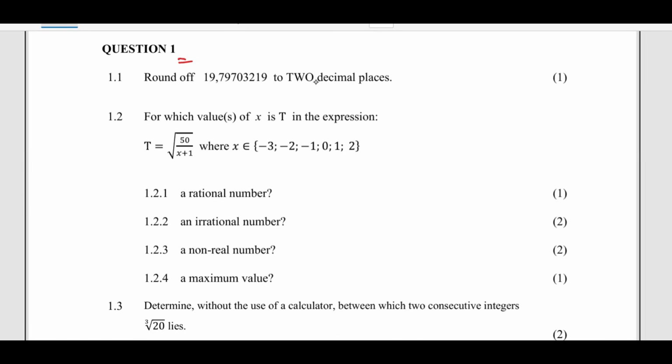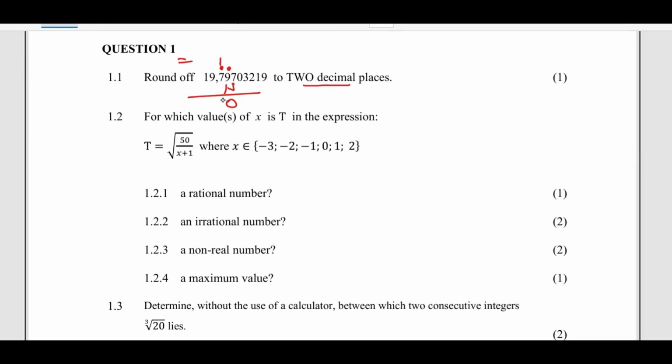All right, so round off to 2 decimal places. Remember, decimal places are the numbers after the comma. So we're looking at 2 numbers after the comma. So we have 7, we have 9. What comes after the 9 is a 7. So 7 is going to affect the 9 by adding a 1. So we know that 9 plus 1 is 10. So 0, you carry 1.